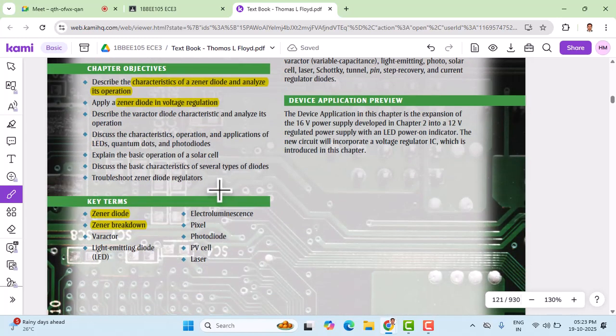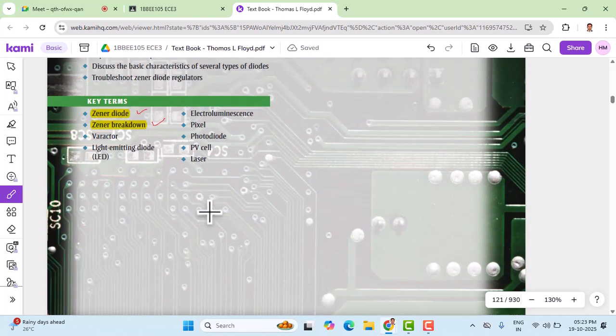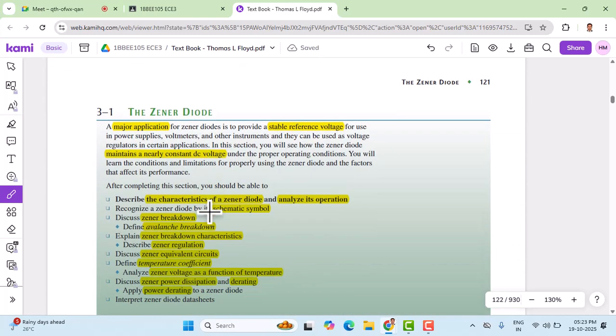And now we have important key terms that need to be understood. What do we mean by Zener diode, and what are the different breakdown mechanisms that exist in the Zener diode? We'll try to understand these key terms in the following lecture. Let me proceed with Zener diode.